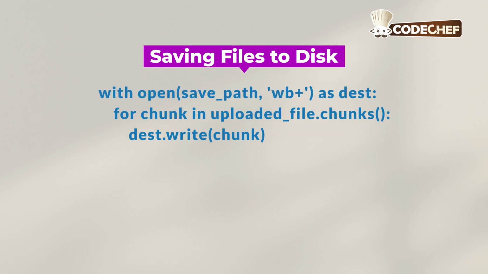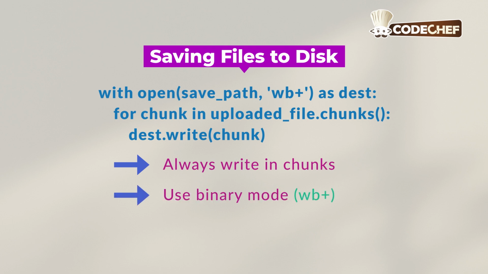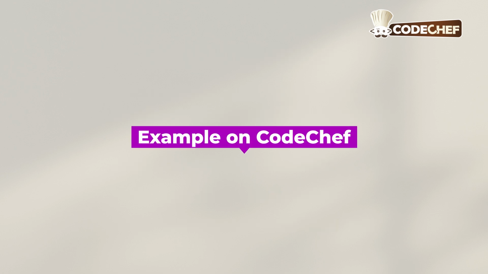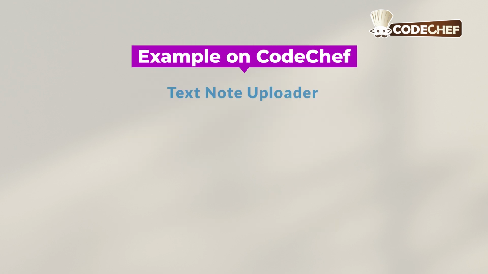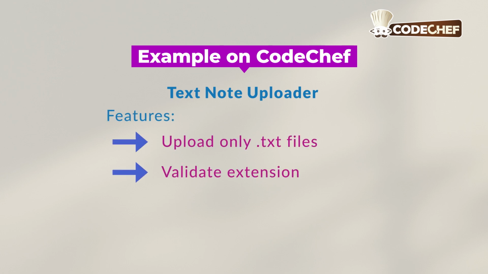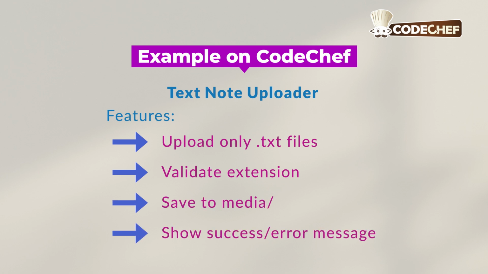If we need to keep the file permanently, we must save it manually into the folder defined by media root. Writing in chunks ensures memory efficiency and avoids crashes with large files. So we always write in chunks in order to avoid crashes for large files, and we will be using the binary mode called wb, which stands for write binary, and it is useful to save memory for large files. So let's now walk through a complete example, which is a simple text note uploader where the user can upload txt files. The file will be validated and then saved to the media folder.